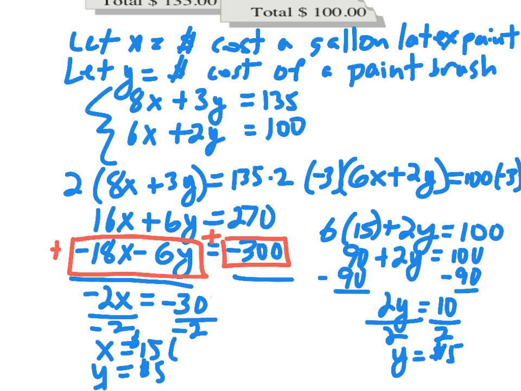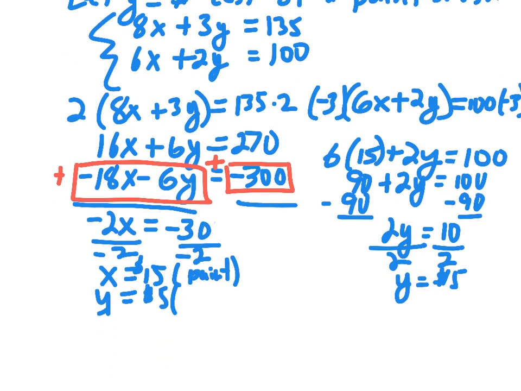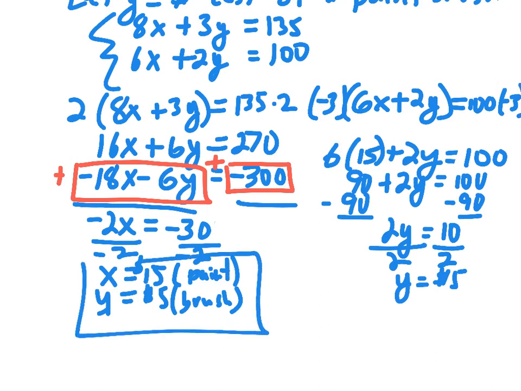So this is the paint, the gallons of paint, and the brushes. And so let's write that in there. Okay, and circle that, and that is the end of the lesson.